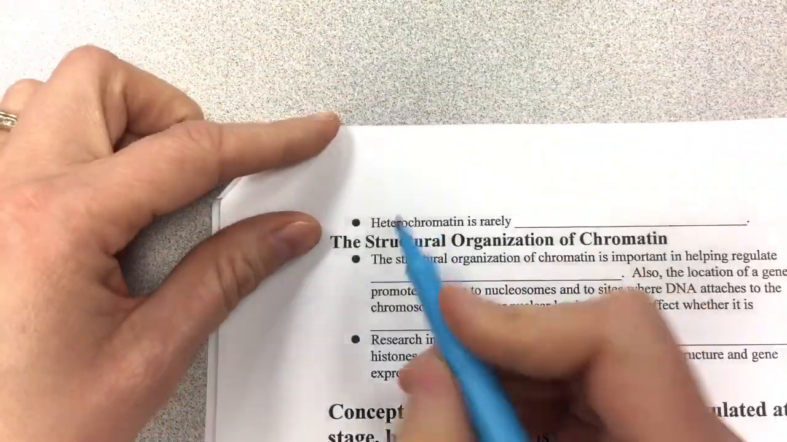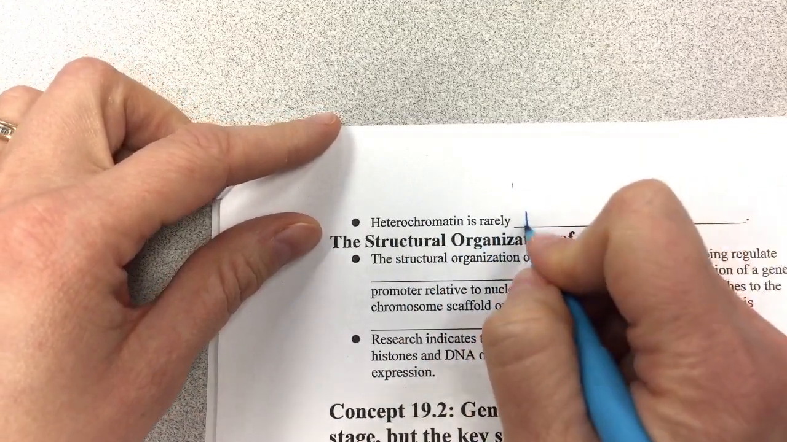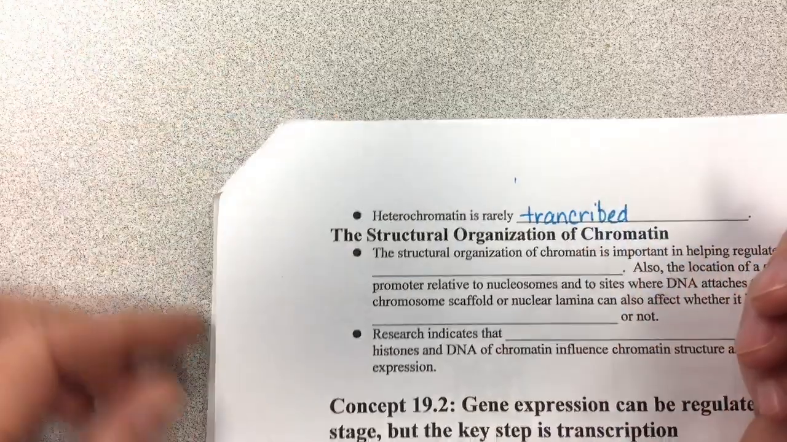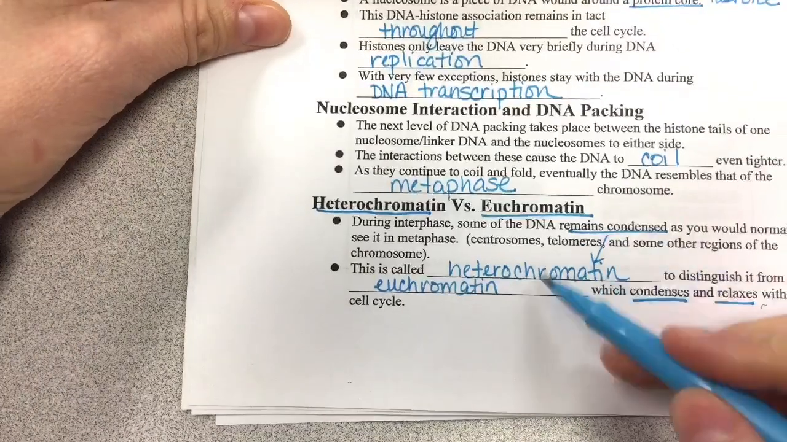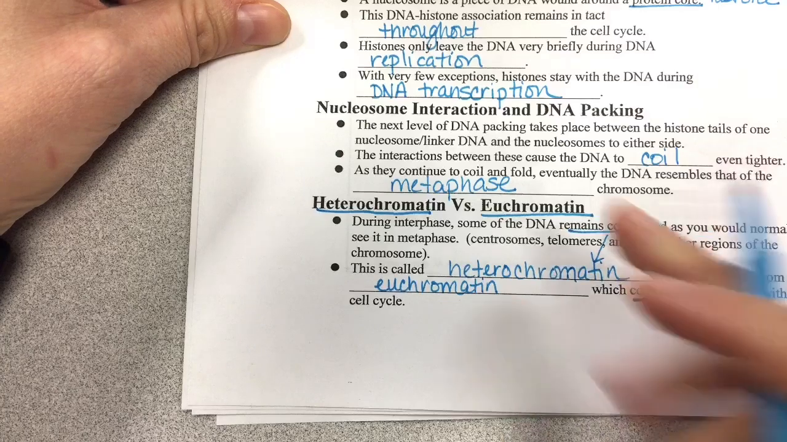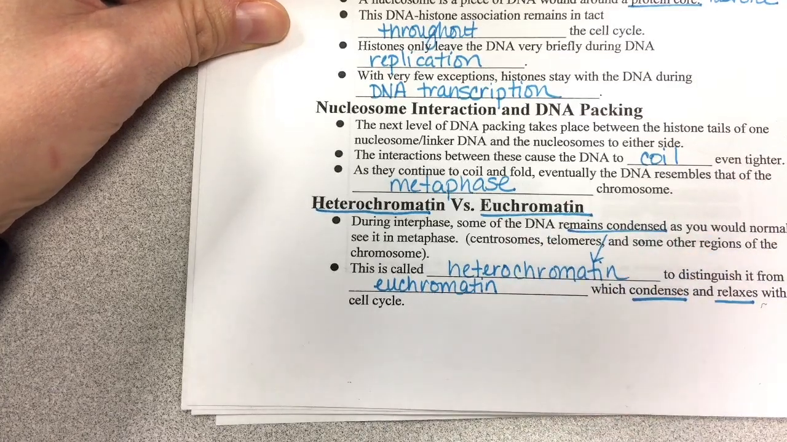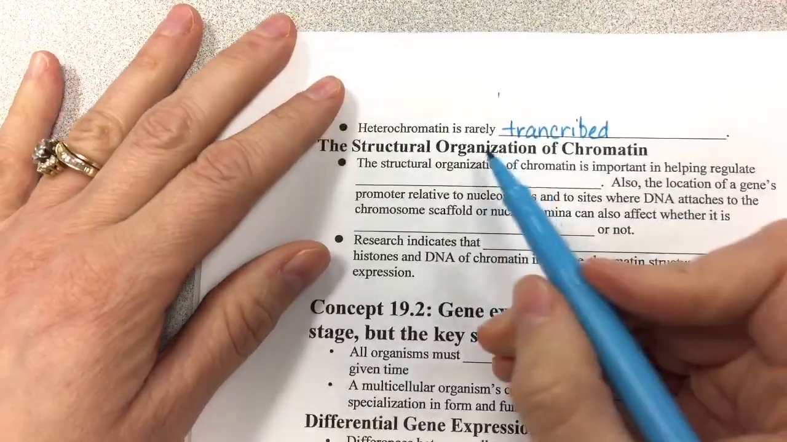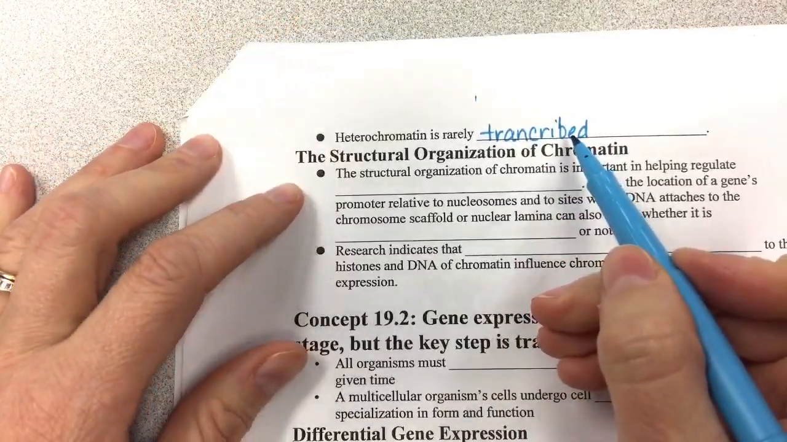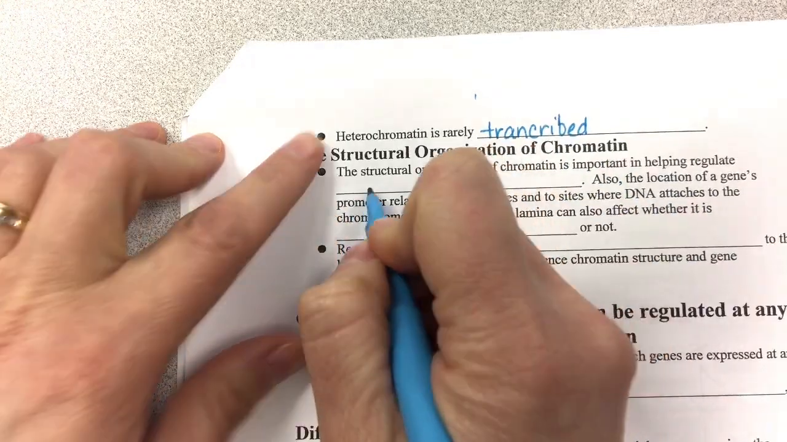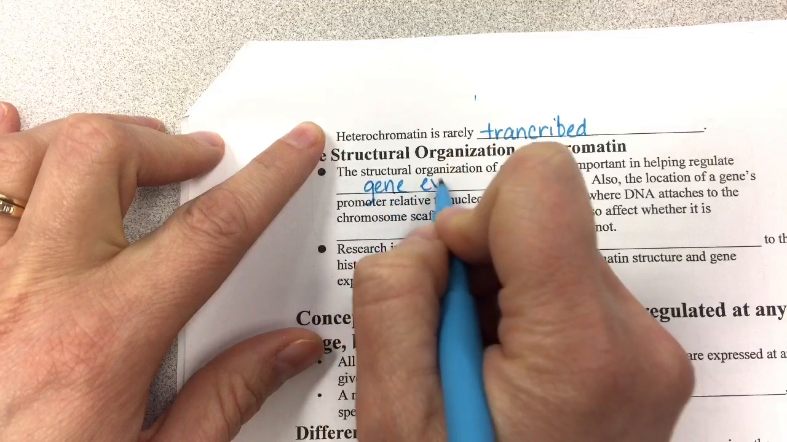So as you can imagine, heterochromatin is rarely transcribed, which means that you're not going to make a protein from it. If it never unwinds and always stays tightly packed, then you really can't read it and make an mRNA and do protein synthesis. So heterochromatin, we don't really use it to make a protein. So then the structural organization of chromatin is important in helping regulate gene expression.